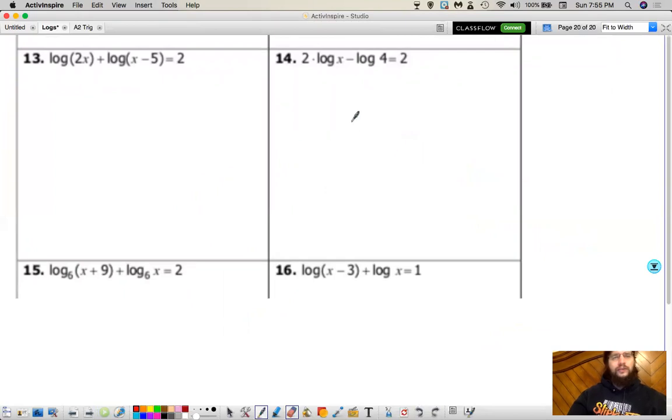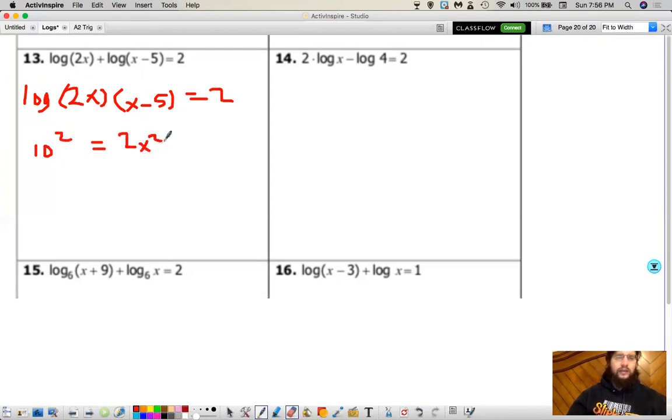Let's look for some interesting ones. Why not? Product rule. Multiply them together. Still log. So 10 to the second power is equal to, distributive property, 2x squared minus 10x.